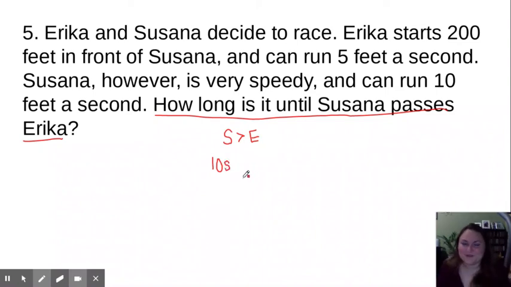By the way, if you ever wondered why I film myself standing at the board instead of screen recording like all the other teachers, this is why. So we've got 10S is going to represent how far Susanna's run. So we want 10S to be greater than Erica's distance.